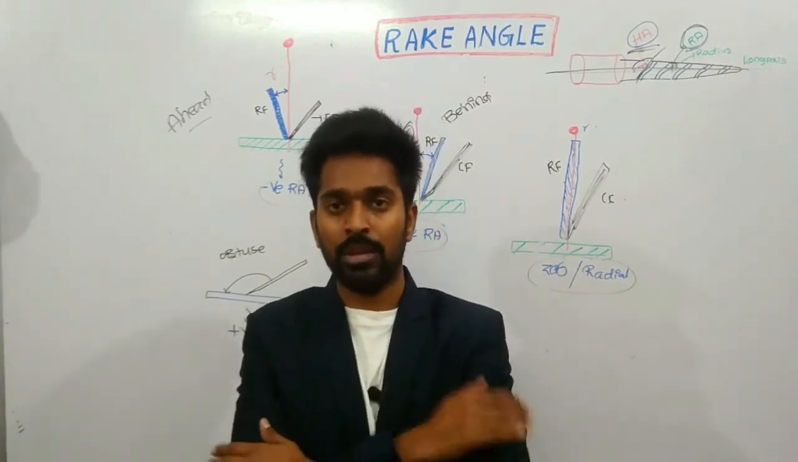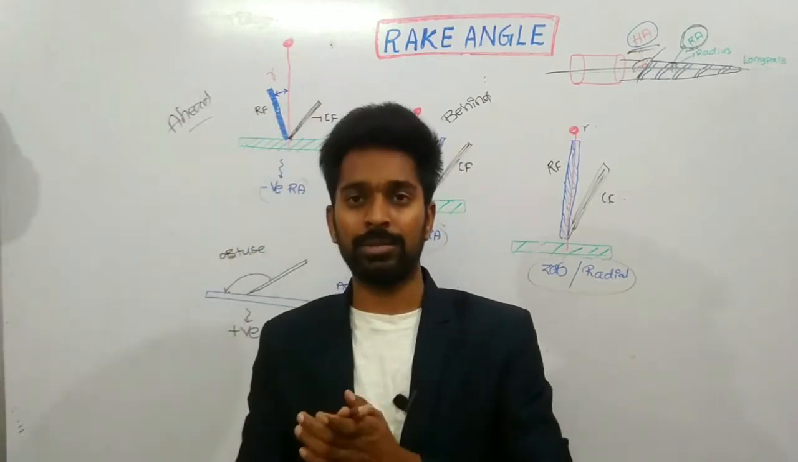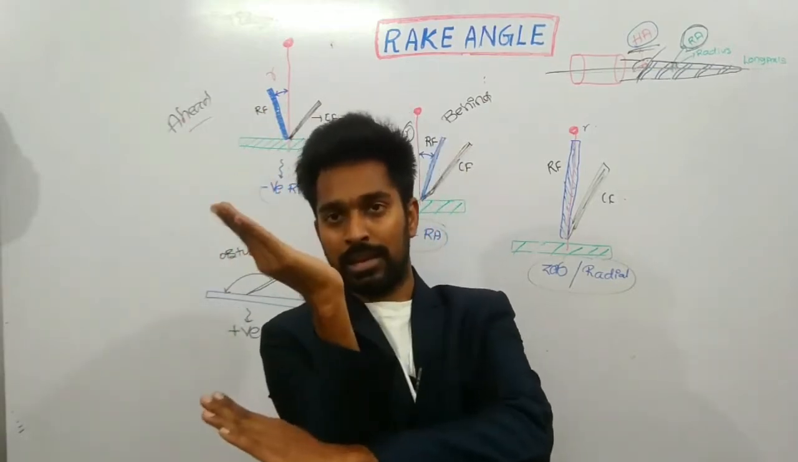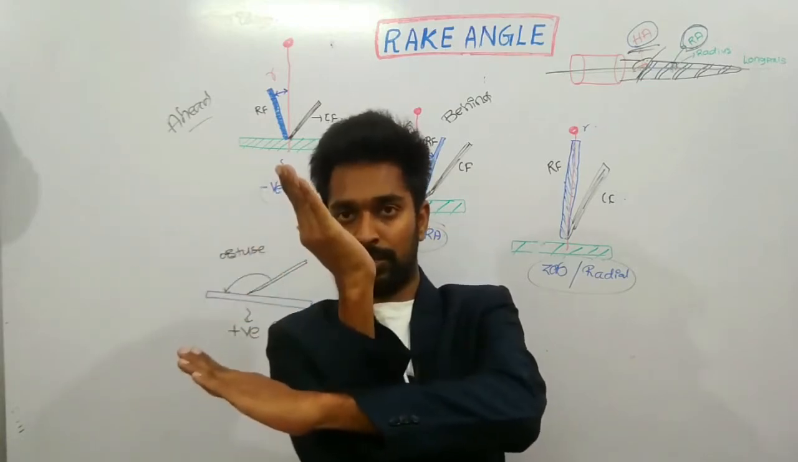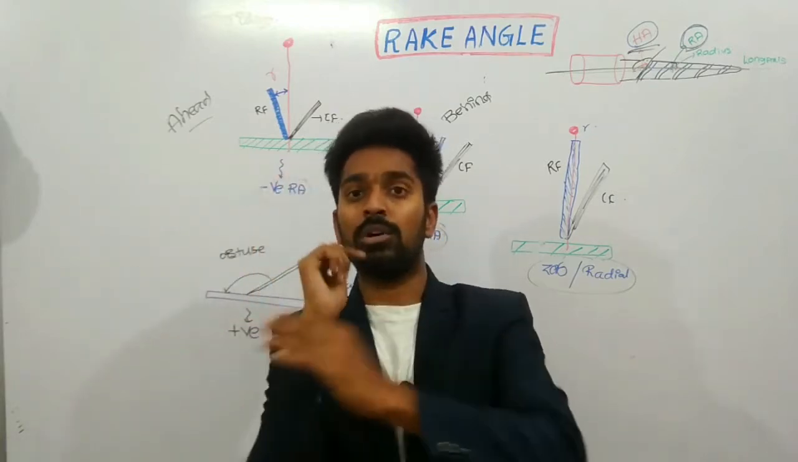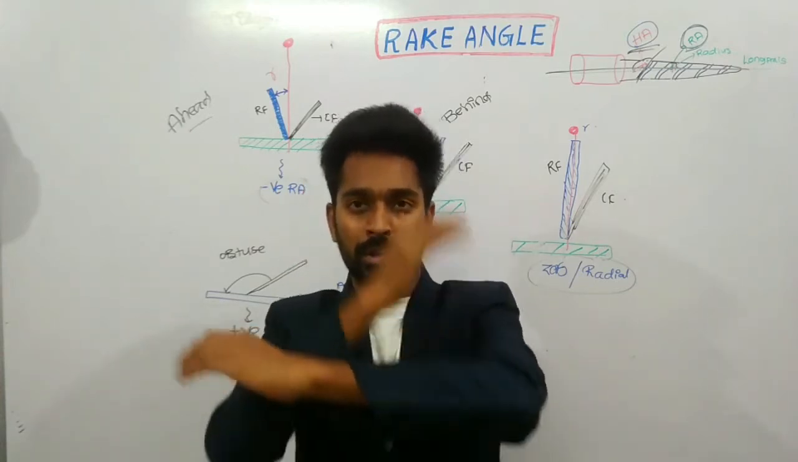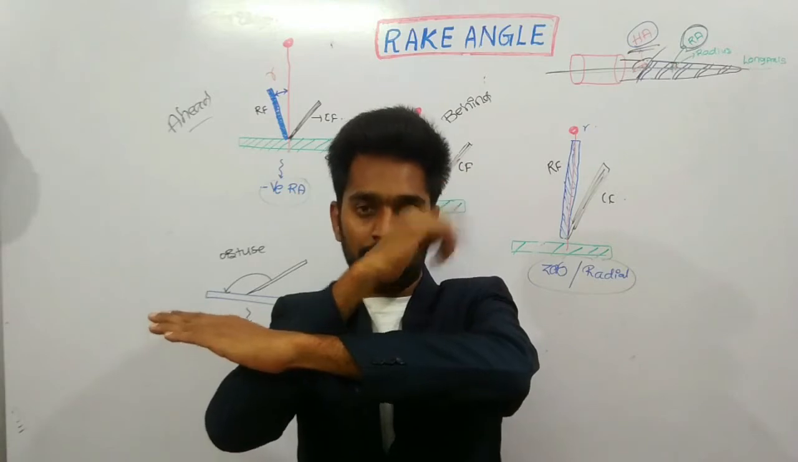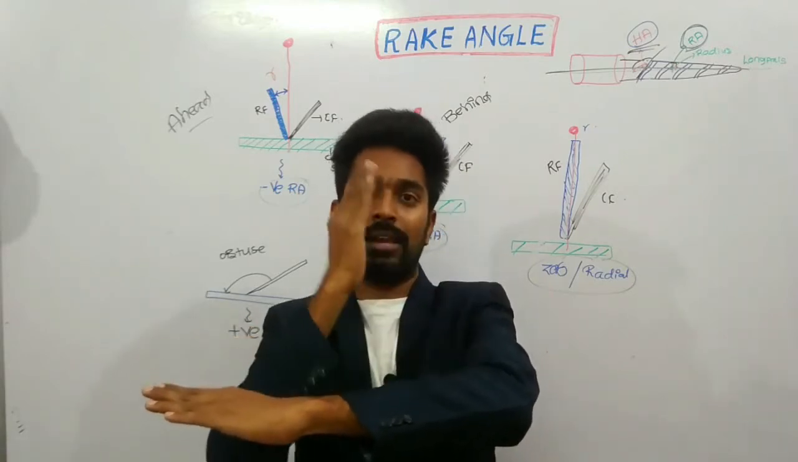If, for suppose, the file is rotating in a clockwise direction, if it makes an obtuse angle, right, this is called a positive rake angle. For suppose if it makes an acute angle, this is your acute angle less than 90. This angle is called an acute angle. Okay, this is called a negative rake angle.